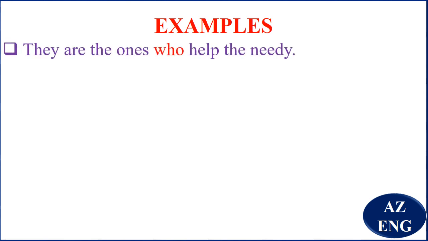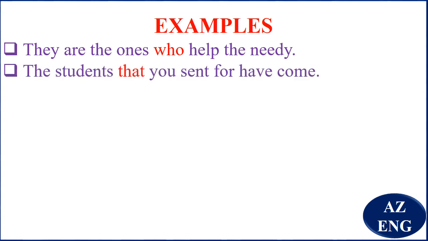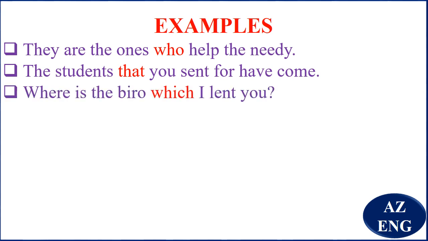So, for example, they are the ones who help the needy. Who help the needy is a dependent clause, and our relative pronoun is who. The students that you sent for have come. That you sent for is a dependent clause. So the relative pronoun there is that. Where is the biro which I lent you? Which I lent you is a dependent clause.